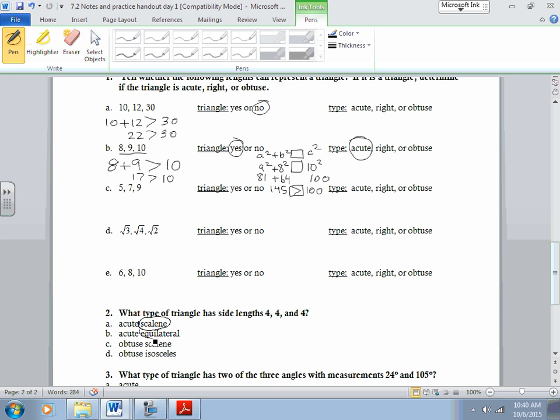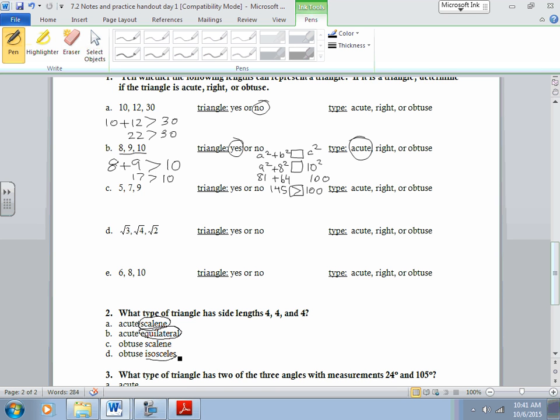What about equilateral? All the sides are the same. Or equal. Same. There's only one type of equilateral triangle. If it's equilateral, all the angles have to be 60 and 60. It's also called equiangular. So if it's equilateral, it's also called equiangular.